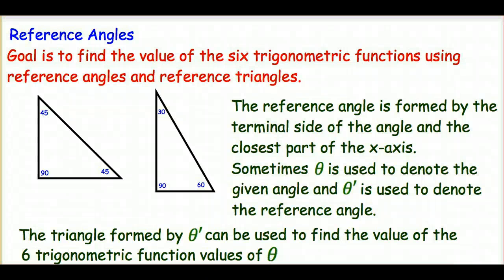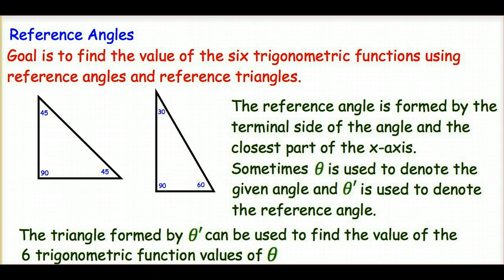Hello. This video is going to be about reference angles and how we use reference angles to find the six trig functions. So I'm going to skip down here to the green and just read through that. The green here is the actual definition of a reference angle. A reference angle is formed by the terminal side of an angle and the closest part of the x-axis. Sometimes theta is used to denote the given angle, and theta prime is used to denote that angle's reference angle.